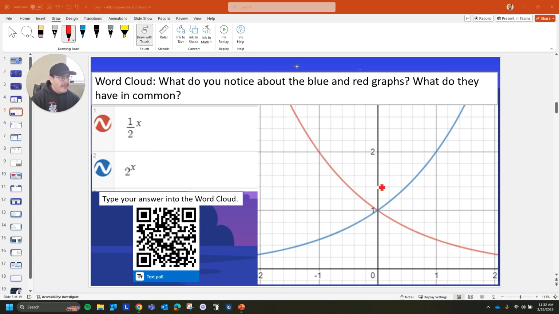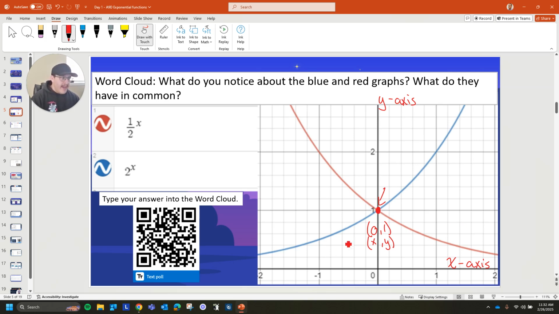Okay, some things that you may see that they have in common. If you notice right over here, they have the same y-intercept. This is the y-axis, and this is the x-axis. We notice that they have the same y-intercept of (0, 1), and (0, 1) is the ordered pair (x, y) that they have in common. That's the y-intercept. So that's one thing they have in common.